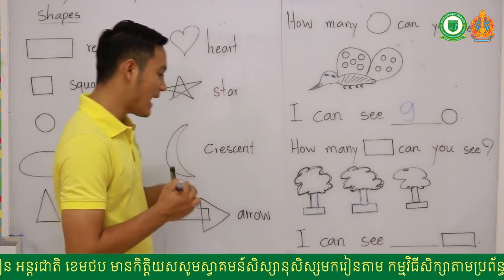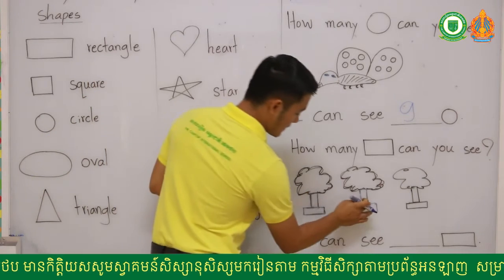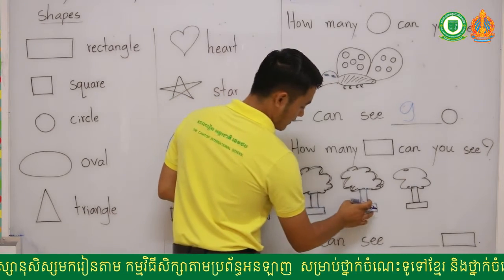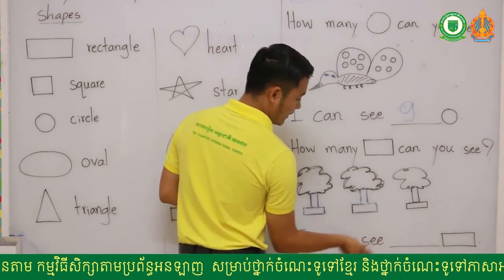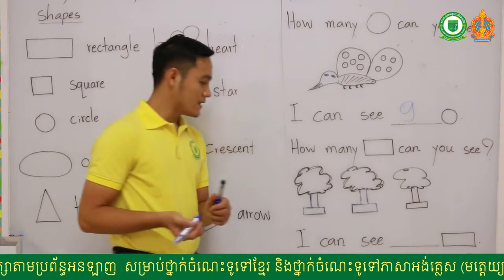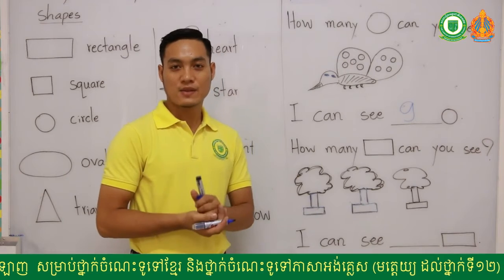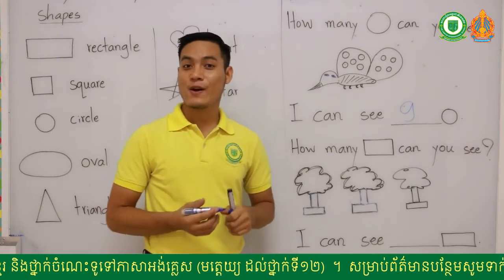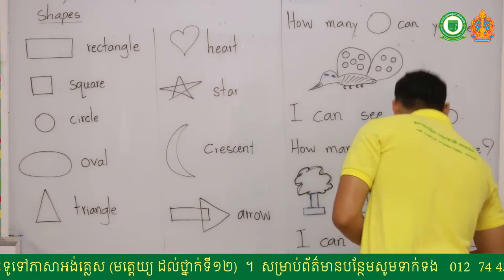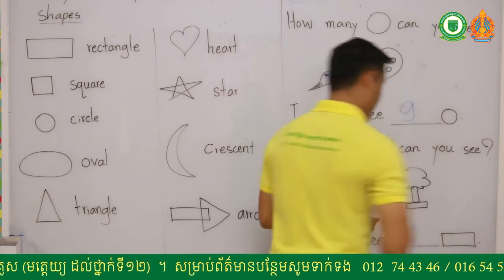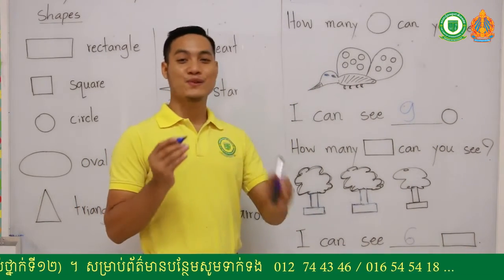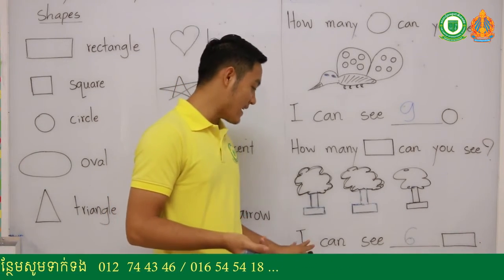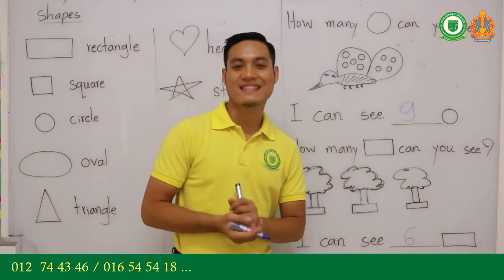So let's count together. How many rectangles can you see? So the first one is 1, 2, 3, 4, 5, and 6. So here, how many rectangles can you see? The answer is I can see 6 rectangles. Right, so over here you need to put number 6. Okay, so this is how you count the shapes and complete the answer. So the answer is I can see 6 rectangles.